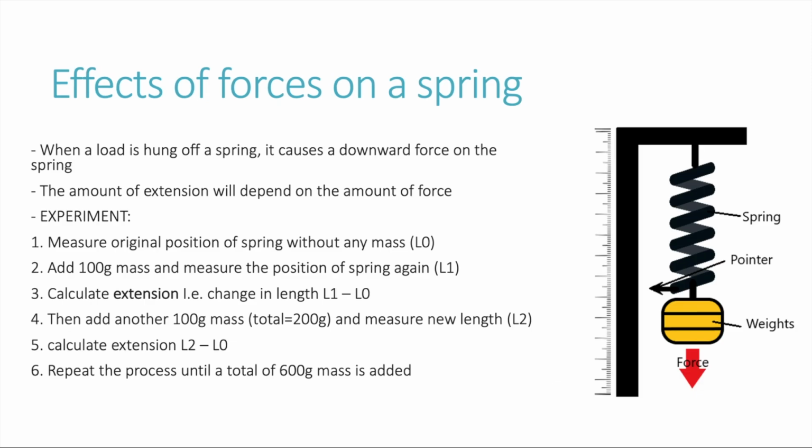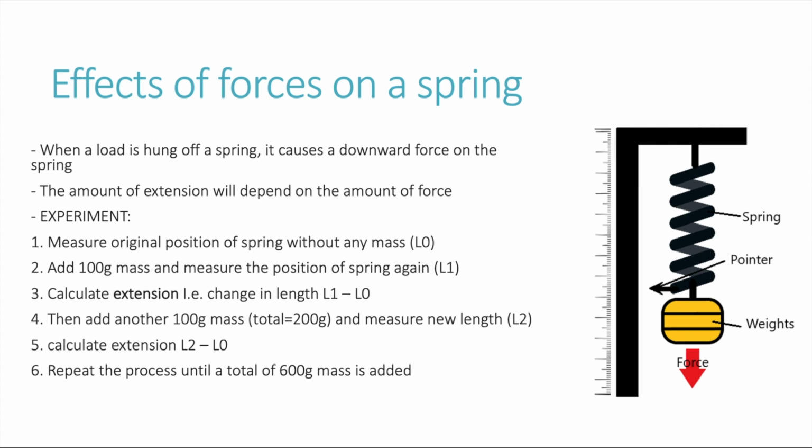So basically, we're going to carry out this simple experiment that demonstrates the effect of gravitational force on a spring. We hang the spring on a platform along with a ruler on the side in order to measure the various different lengths of the spring as we place various different masses at the very end of the spring.